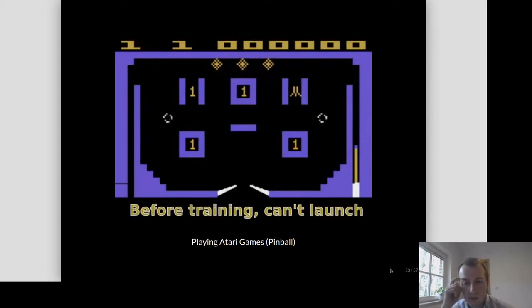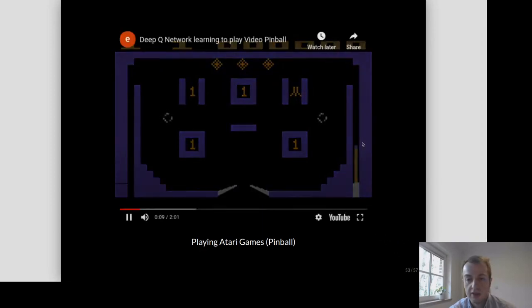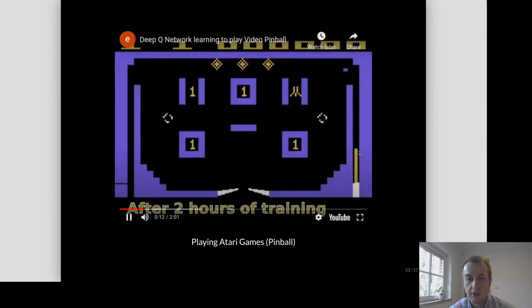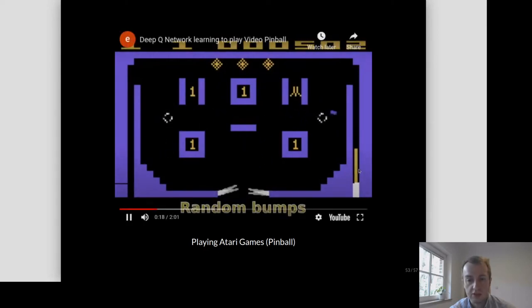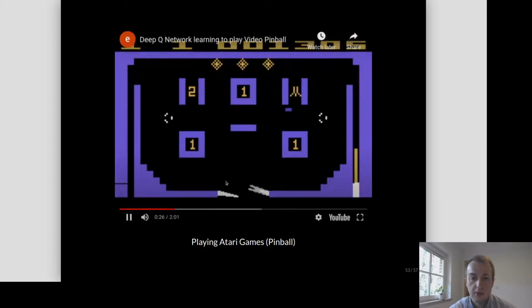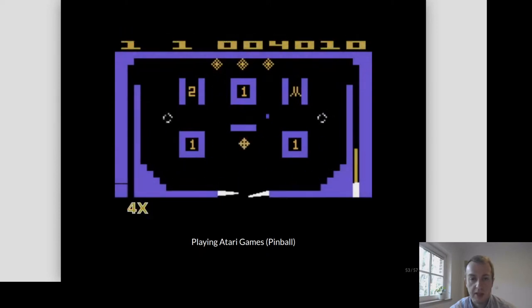At the beginning, what you see is that before training, the agent cannot even manage to launch the ball. Then after 2 hours of training, it manages to understand that it should pull down and then up and then release. But otherwise, for the two paddles, it's just making random moves. It's not working too badly. This is what I would do myself.